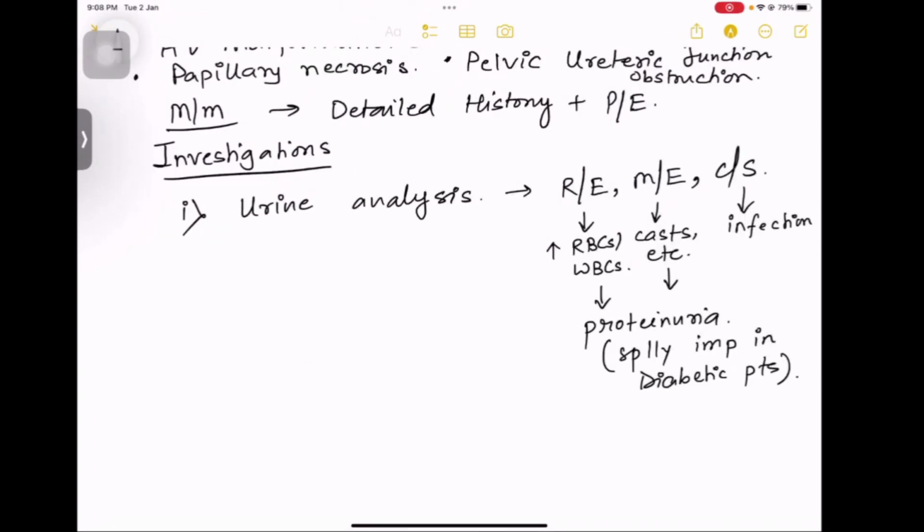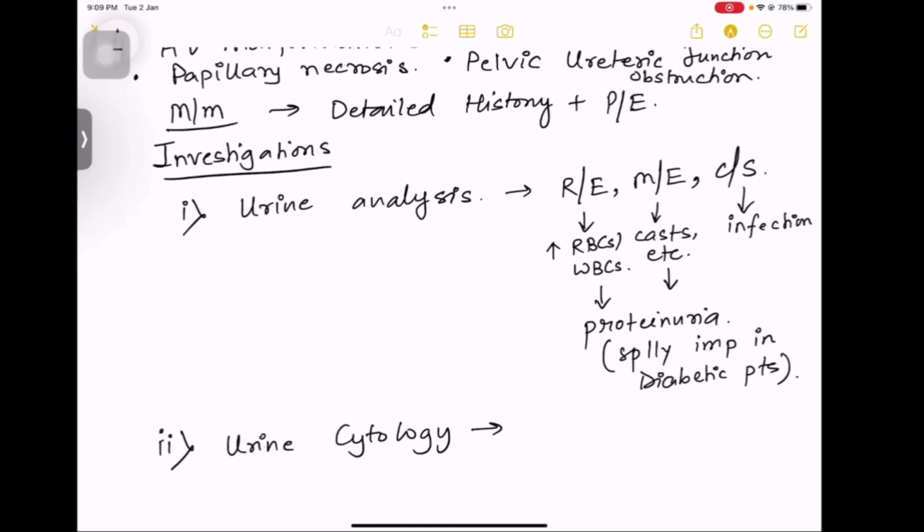Now finally, what investigations will you do, or how will you manage the case? Management is diagnosis and investigations. Diagnosis involves the clinical diagnosis and the examinations, and finally you have the investigations. First, obviously you have to confirm that this is hematuria. For that you do a routine examination where you will find RBCs and WBCs.